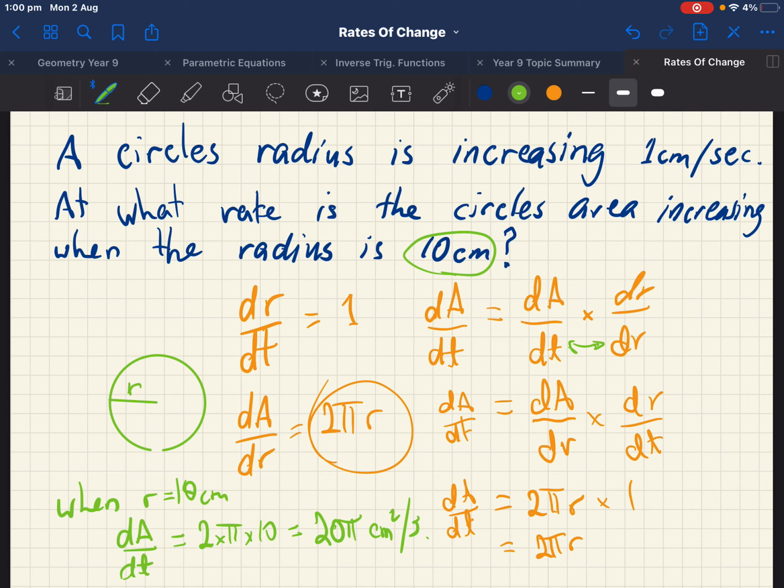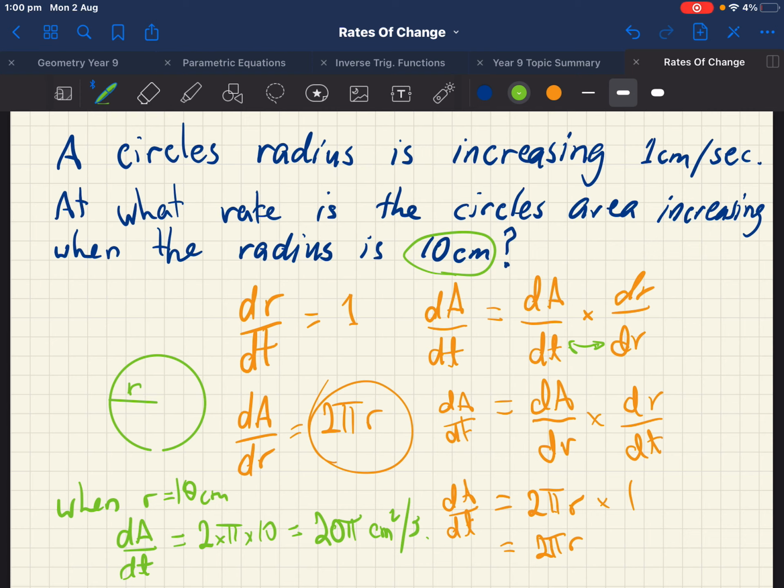So by the time that radius gets up to 10 centimeters, the circle's continuing to increase. And at that particular moment, once the radius hits 10 centimeters, the overall area is increasing at 20 pi, or approximately 63 square centimeters every second. So it's actually getting quite large quite quickly by that point. And that's how you do these questions.